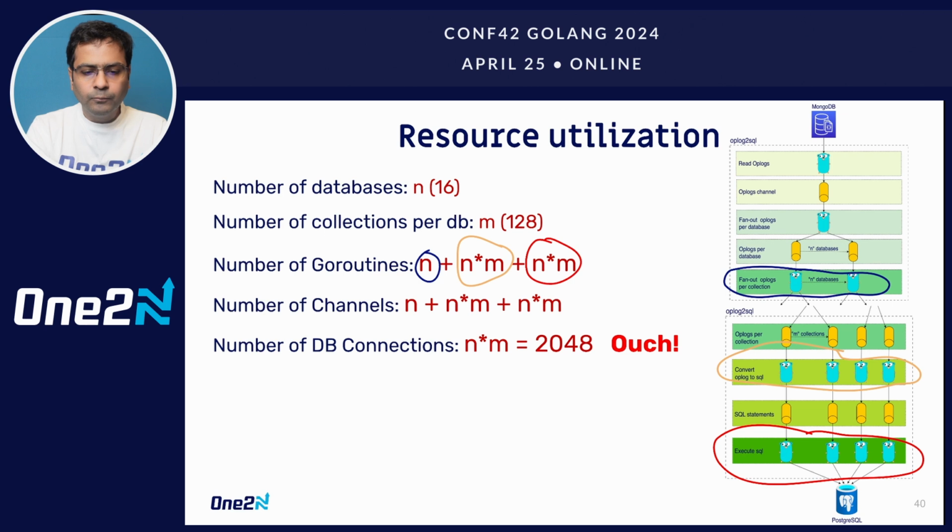So if we just consider 16 databases and 128 collections, we are going to end up with 2048 database connections, right? Because each go routine will actually form a connection to Postgres. That's going to be quite some number of connections and it's going to hog the CPU and probably even cause problems with Postgres, right? If we have so many open connections. So while this program is performant, it is overutilizing or overburdening Postgres.